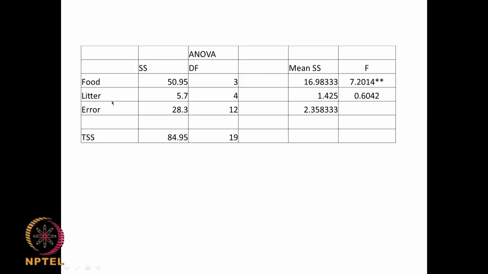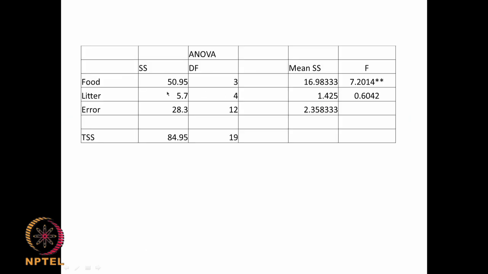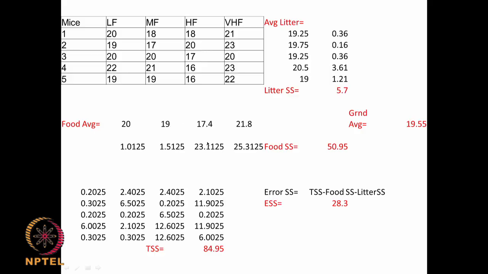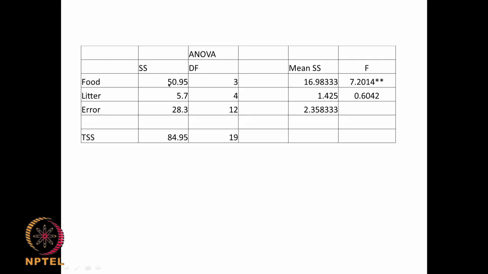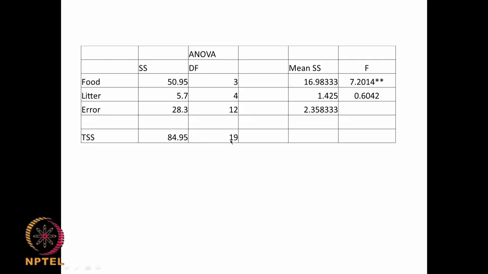Look at this ANOVA table, it has one extra term. Food sum of squares is 50.94, litter sum of squares is 5.7, error sum of squares comes out to be 28.3, total is 84.95. Now there are four different foods, so DF is 3, there are 5 different litters of mice, so 4, there are 20 data sets, so TSS is 20 minus 1, so error is 19 minus 4 minus 3, 12. So mean squares: 50.95 by 3, 5.7 by 4, 28.3 divided by 12.